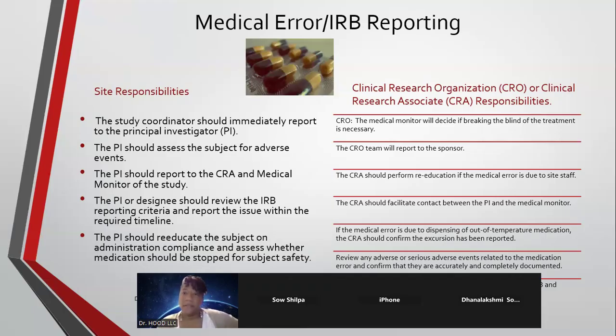Now, what are the responsibilities on the CRO side or the CRA side? The CRO, the medical monitor, will decide if breaking the blind of the treatment is necessary. So based on the medication error, and whether or not the patient experienced adverse events, we need to know whether or not we need to break the blind. So the PI shouldn't do this on his or her own. They should get this direction from the medical monitor. The CRA team will report to the sponsor.